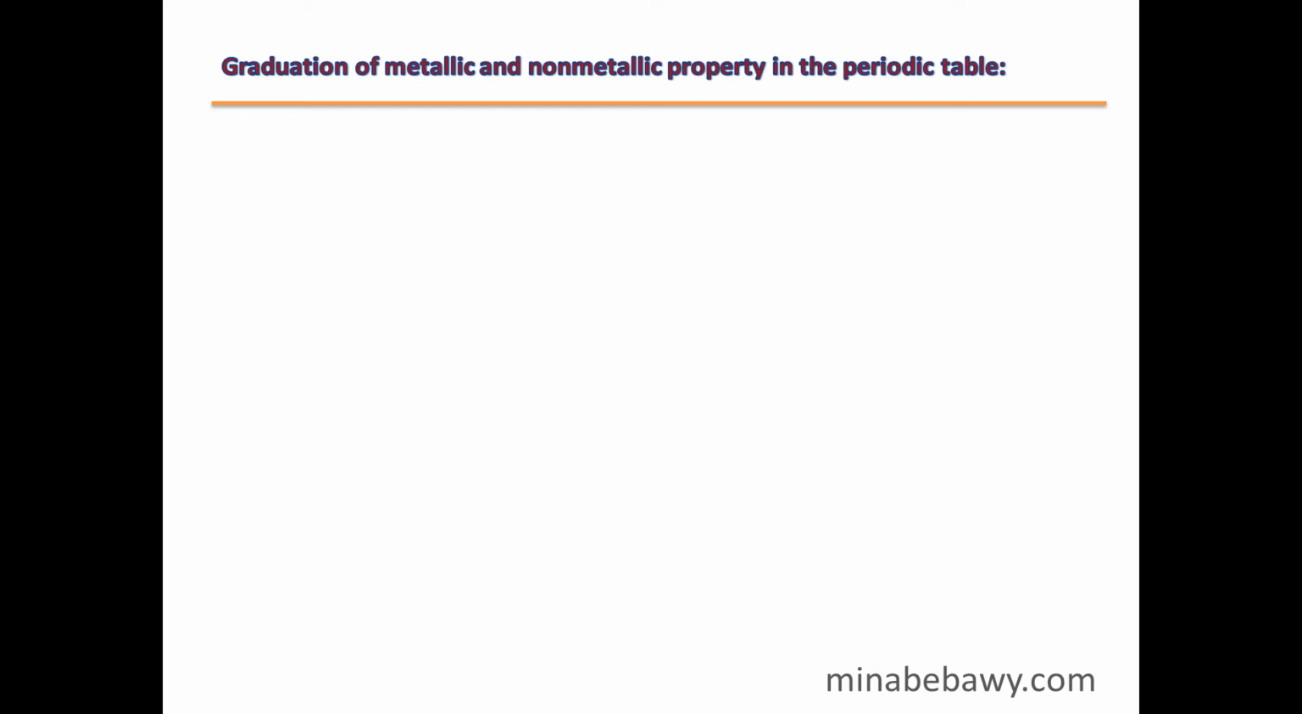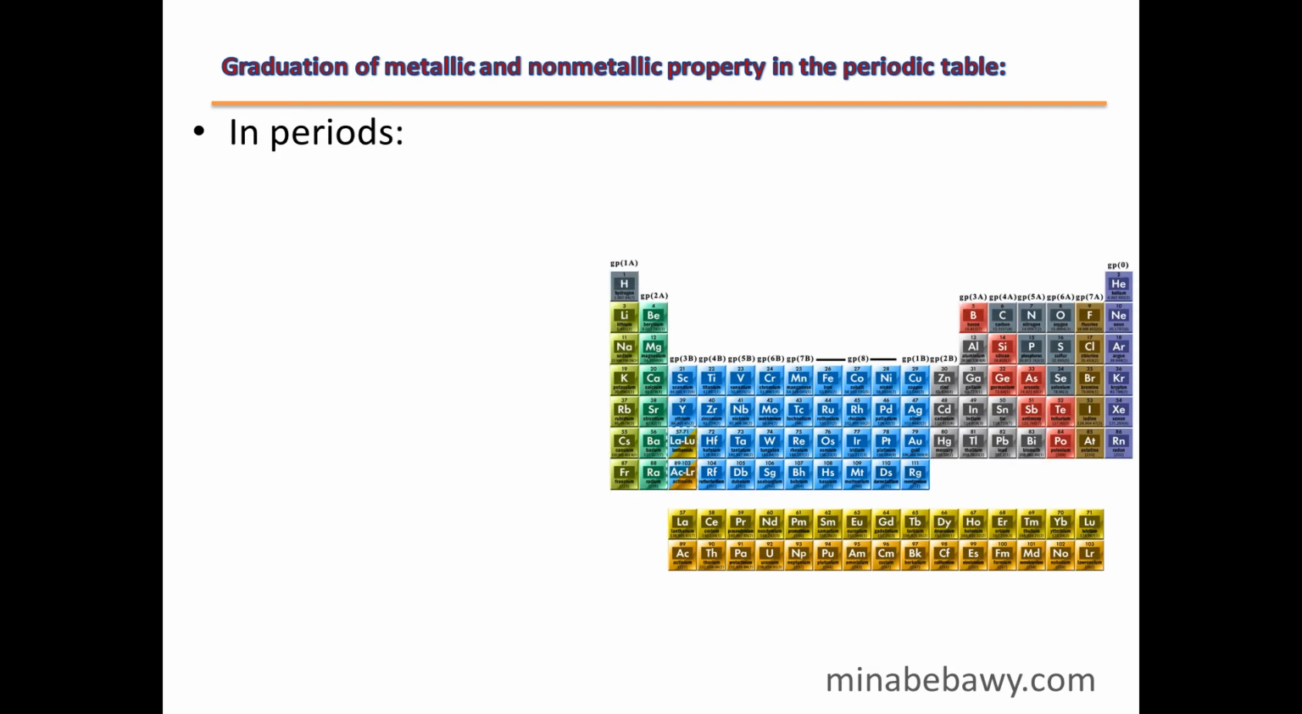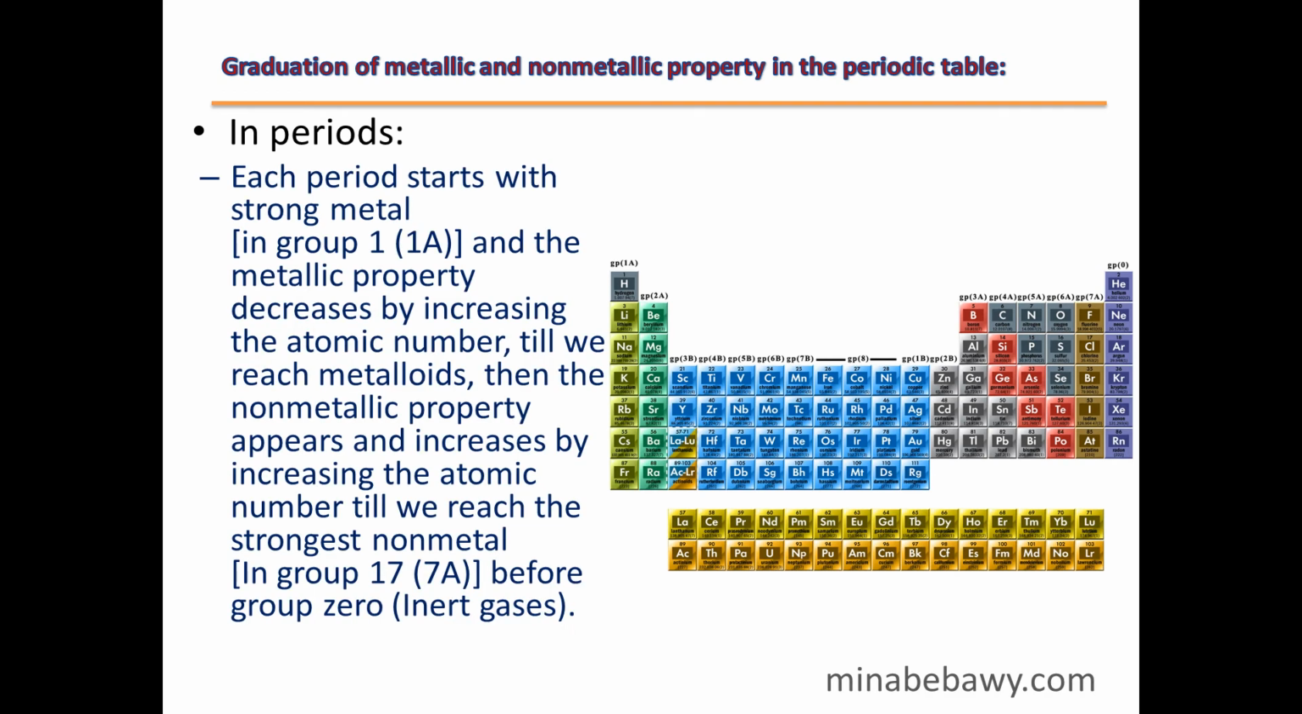Let's talk about graduation of metallic and non-metallic property in the periodic table. First, let's talk about them in periods. Each period starts with a strong metal in group 1A. Then the metallic property decreases gradually by increasing the atomic number. So metallic property decreases in periods by increasing the atomic number, till we reach metalloids.